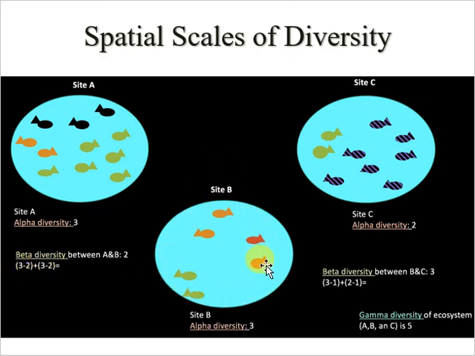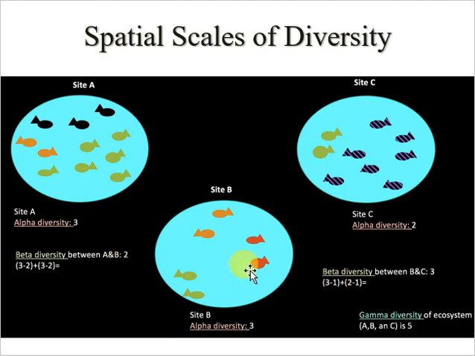For site B, we also have 3 species, an alpha diversity of 3. And there are 2 species that are shared between site B and site A. So to calculate beta diversity between these 2 habitats or individual communities, you would take 3 minus 2 plus 3 minus 2. That gives you a beta diversity of 2. So beta diversity between site A and site B is a value of 2.